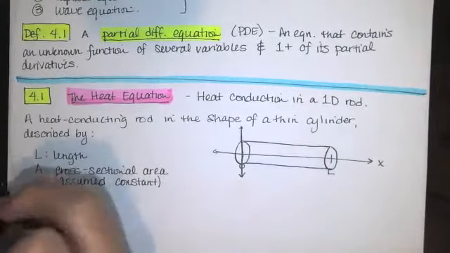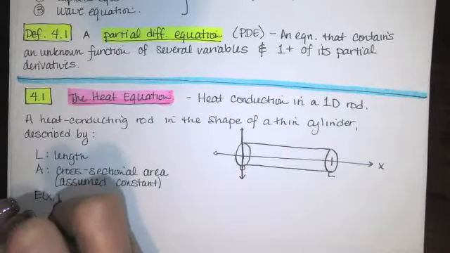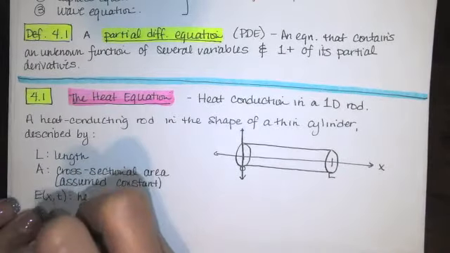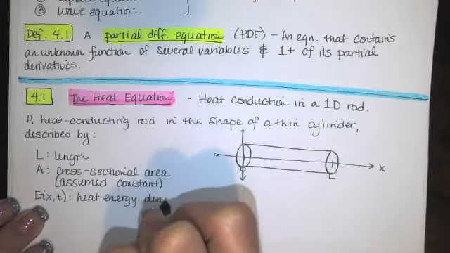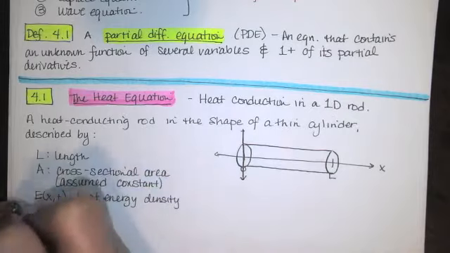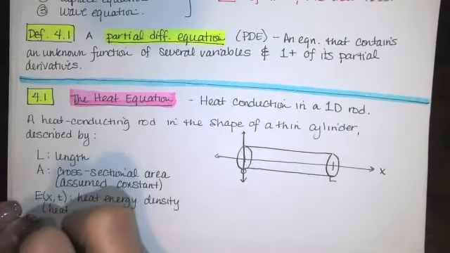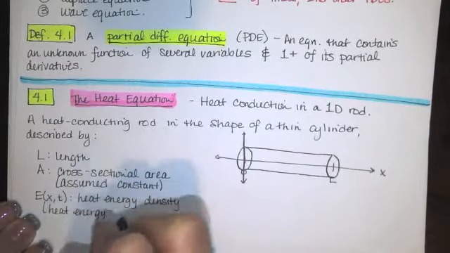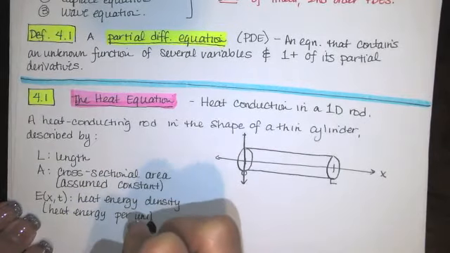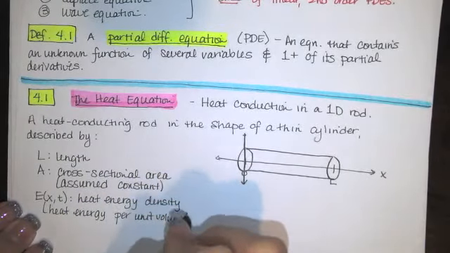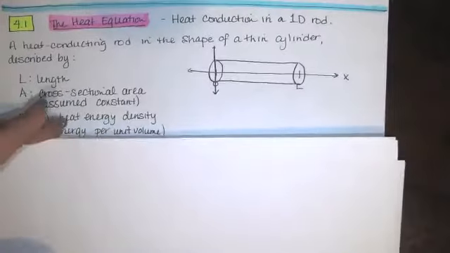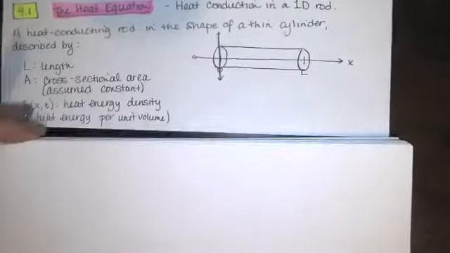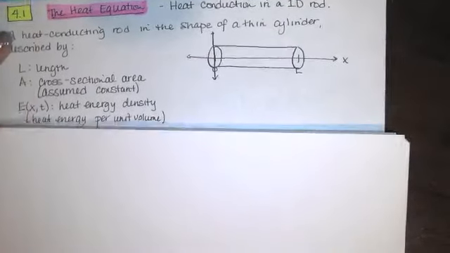And e of x and t is the heat energy density. This is heat energy per unit volume. Gotta keep going. There are a lot more physical parameters to describe.